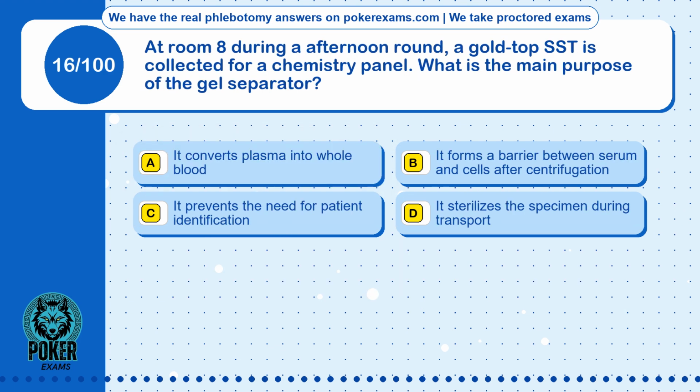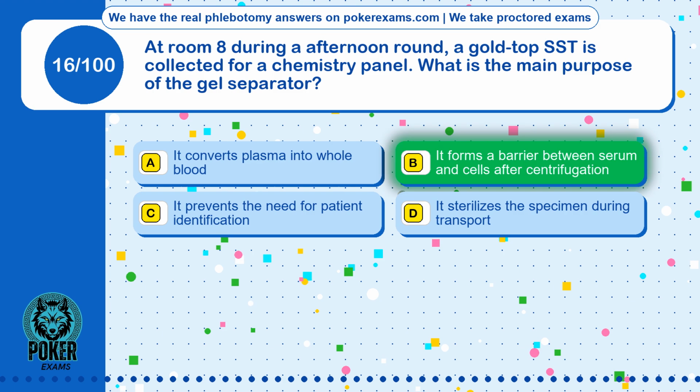Question 16. At room 8 during an afternoon round, a gold top SST is collected for a chemistry panel. What is the main purpose of the gel separator? Option A. It converts plasma into whole blood. Option B. It forms a barrier between serum and cells after centrifugation. Option C. It prevents the need for patient identification. Option D. It sterilizes the specimen during transport.